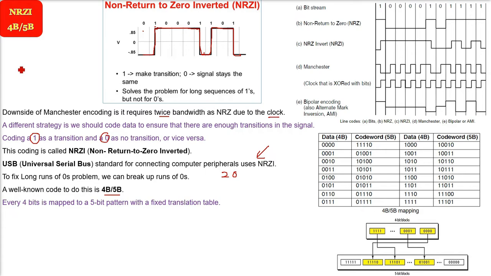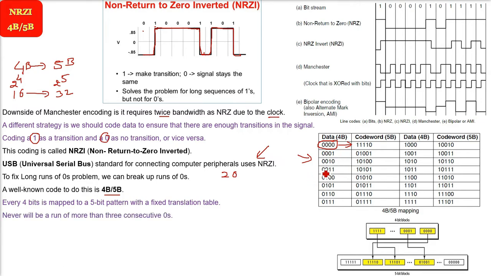What does it do? Every 4-bit group is mapped to a 5-bit pattern, and there is a fixed transition table. 4 bits is 2 to the power 4, so 16 combinations. 5 bits is 2 to the power 5, that is 32 combinations of zeros and ones. So we are mapping 4 bits to 5 bits using a fixed transition table. For example, 0, 0, 0, 0 has the code word 1, 1, 1, 1, 0. This is the 4B/5B transition table.